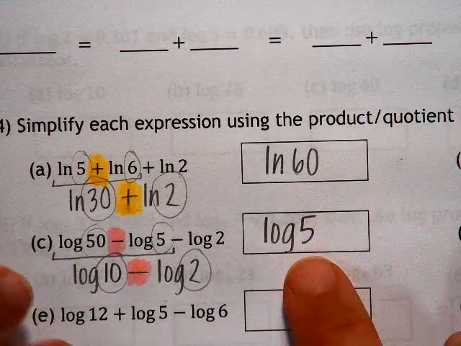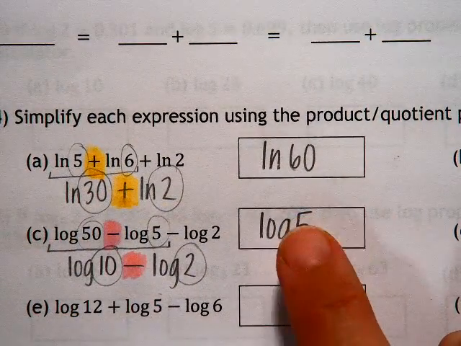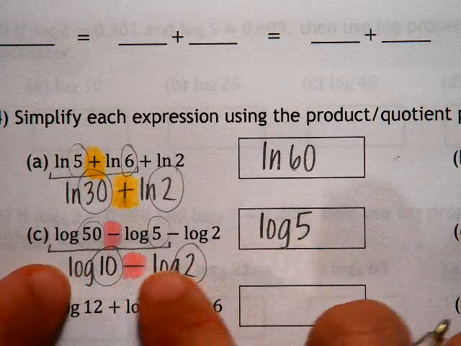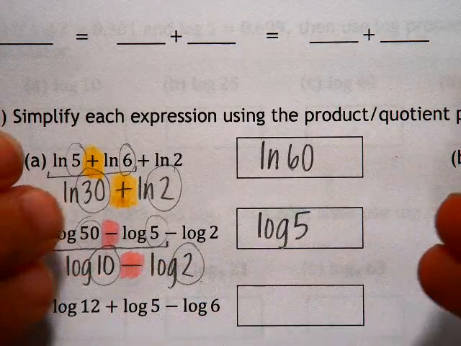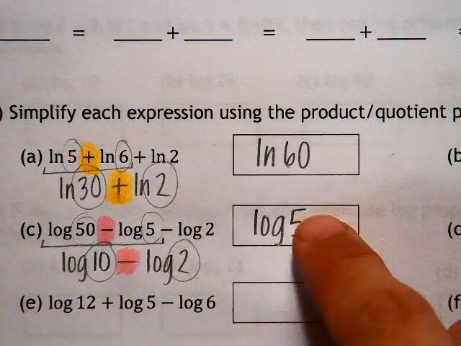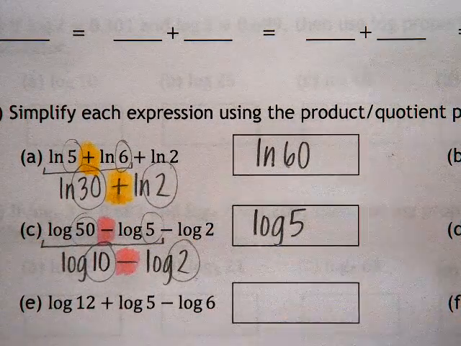Notice my answer isn't 5, it's log 5. And the reason it's log 5 is because condensing doesn't get rid of the logs, it just shrinks the problem into one single log instead of multiple separate smaller pieces.